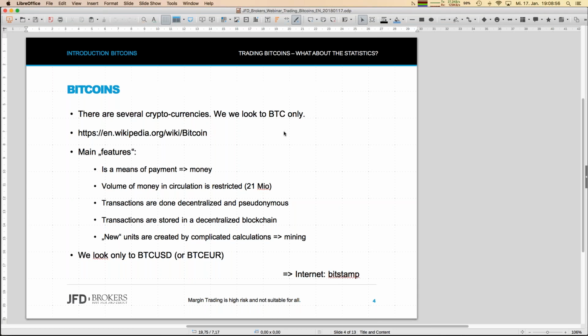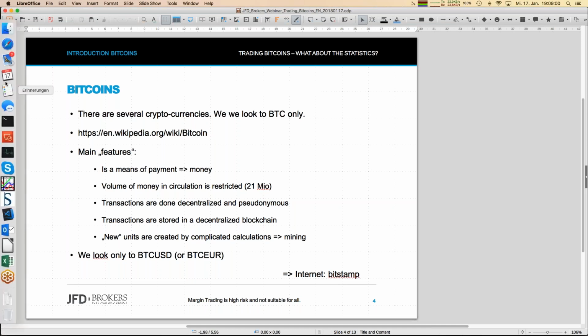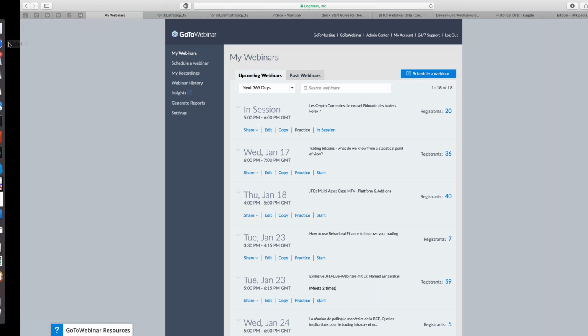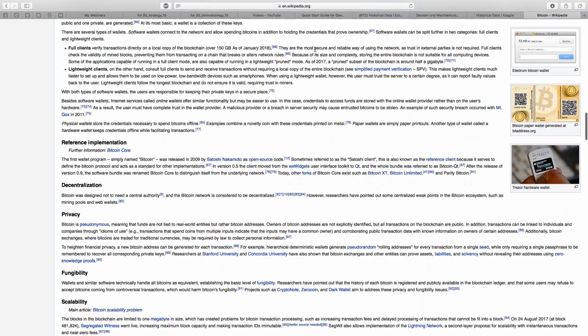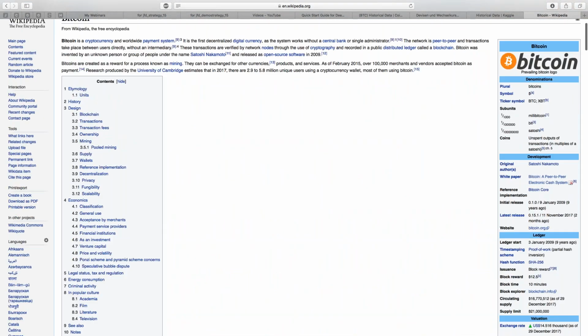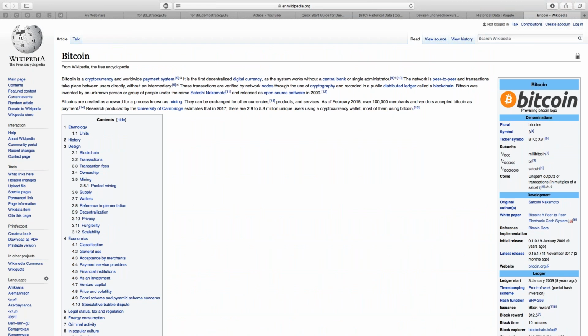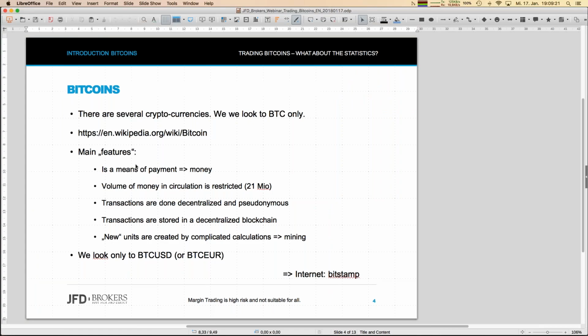So there's a very well-written article on Wikipedia, so I put it here, and you can learn much more about the Bitcoins. And how they are created, how they are managed, how they are transferred, and so on. So it's a nice article, but let me do the short summary here.